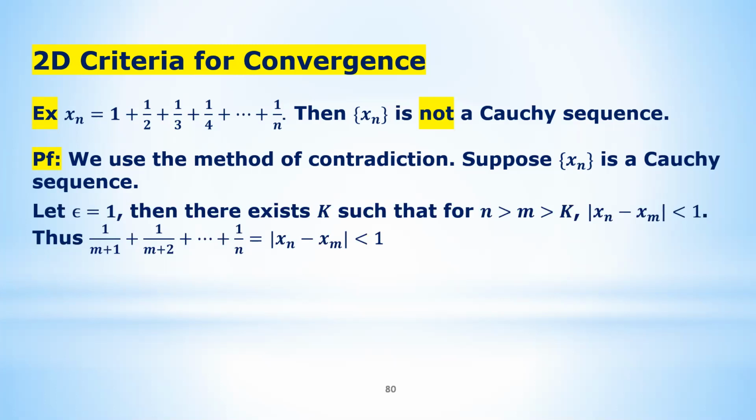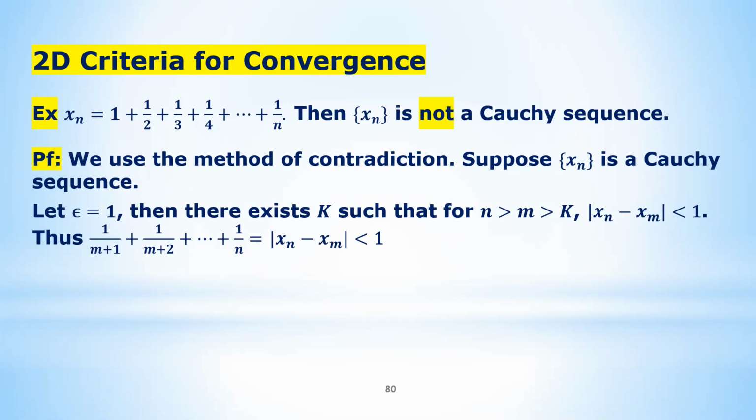So suppose it's a Cauchy sequence, then it satisfies the Cauchy condition, right? So I choose epsilon equal to 1. And then the condition says that there must be a k such that for both indices n and m greater than k, xn minus xm is less than 1.